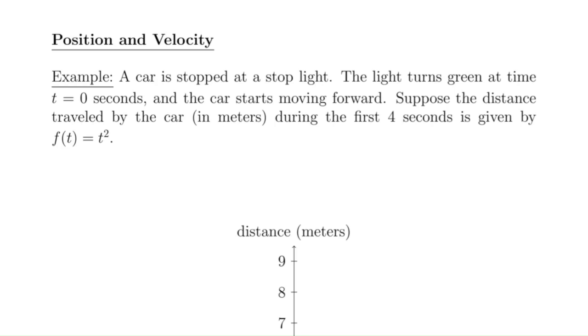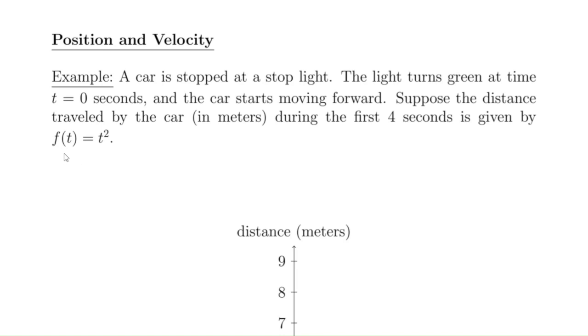In this video, we're going to talk about position and velocity, and we're going to begin with an example. Suppose a car is stopped at a stoplight, and the light turns green at time t equals 0 seconds, and the car starts moving forward. And suppose the distance traveled by the car in meters during the first 4 seconds is given by this function, f of t equals t squared.